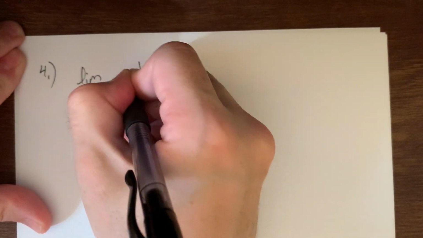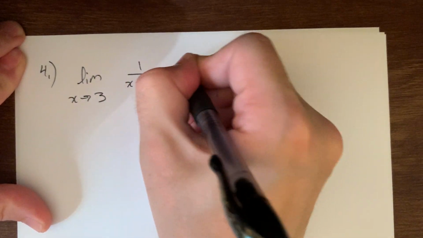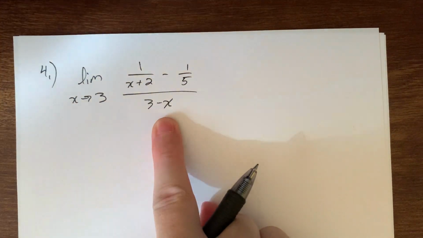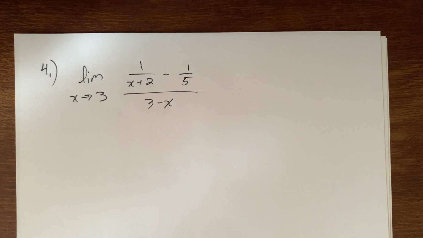Number 4. We're still evaluating the limits. I'm not going to recopy the directions from the page. And now in number 4, let's take a look at the limit as x approaches 3 of 1 over x plus 2 minus 1 fifth, over 3 minus x. This is a big, ugly, fractional type of problem, but we'll see how to handle it.